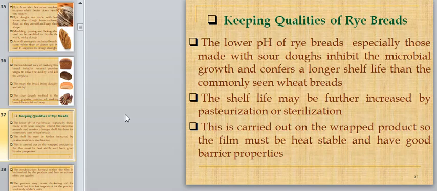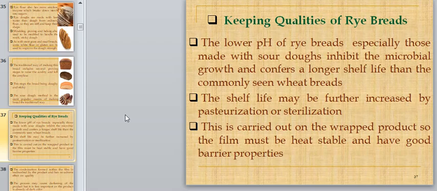Keep in mind that whenever the pH of the product is lower, its chances to spoil are smaller, because whenever the pH is lower, the chances of microbial growth are less. Microbes don't grow too much at a lower pH, and when the chances of microbial growth are less, the shelf life of the product automatically increases. The same case applies to rye breads. The pH is lower, so the shelf life of the product is increased.